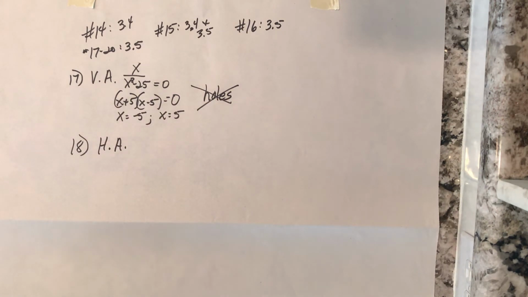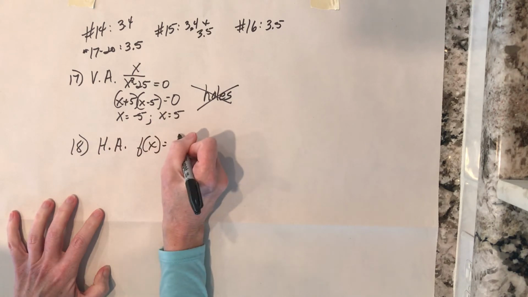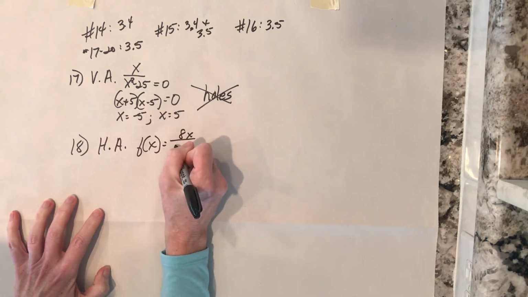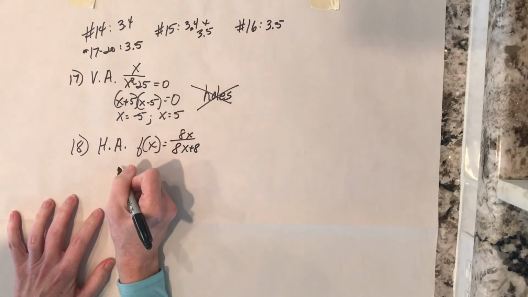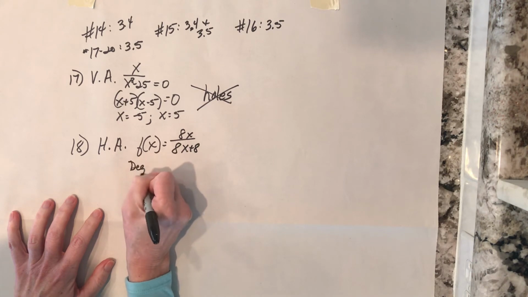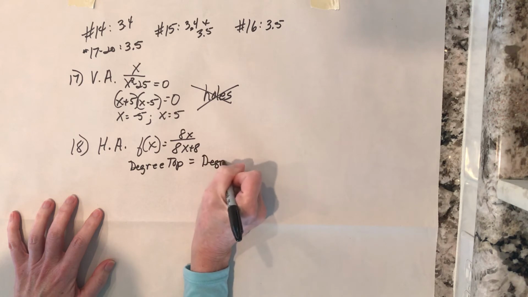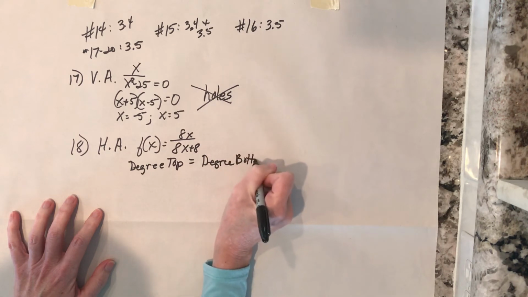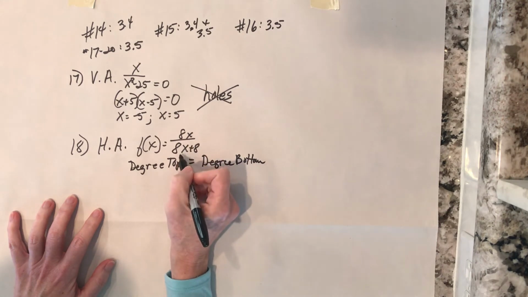So what do we got going here? In this problem, you've got f of x equals 8x over 8x plus 8. There are three rules. In this case, the degree of the top equals the degree of the bottom. x to the first, x to the first. They're equal to each other.